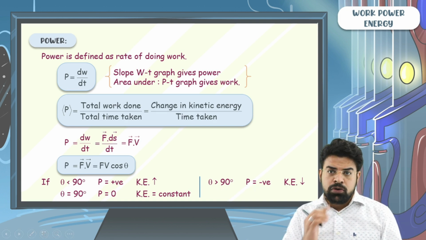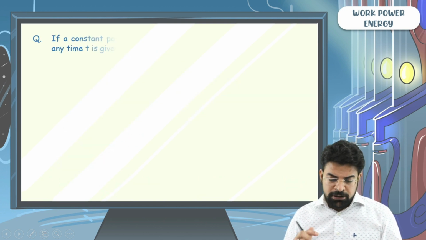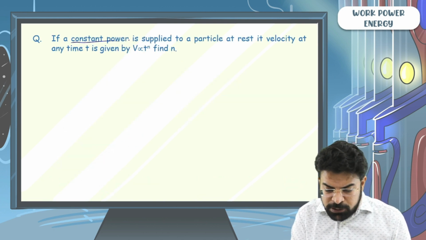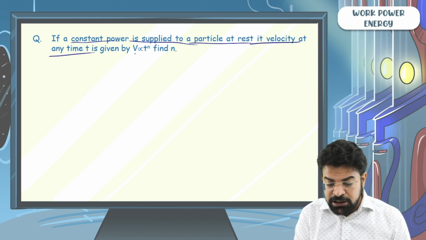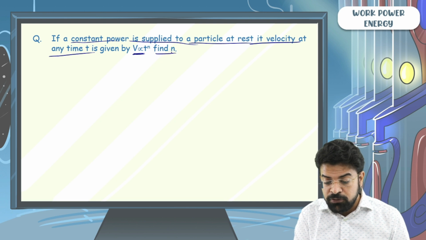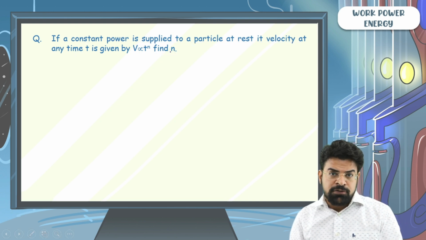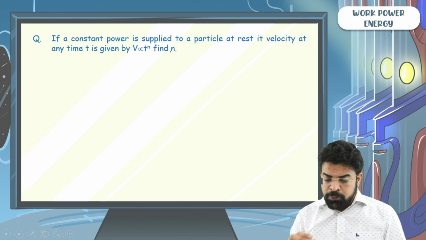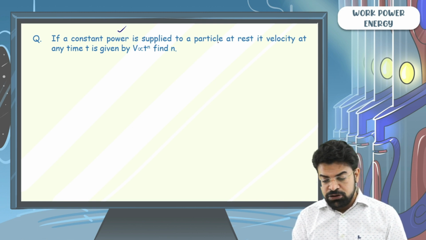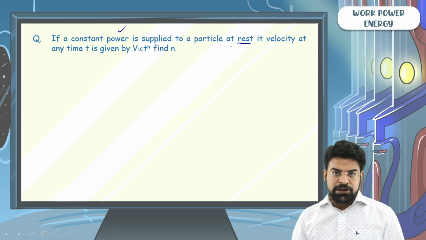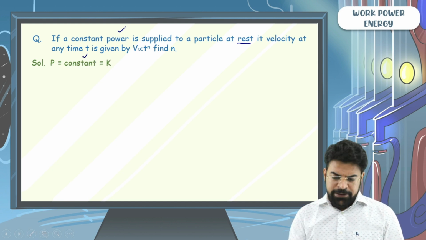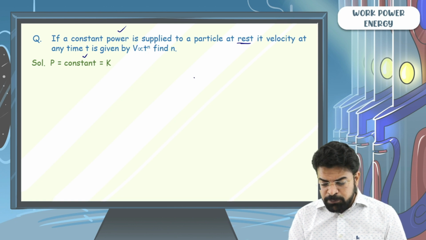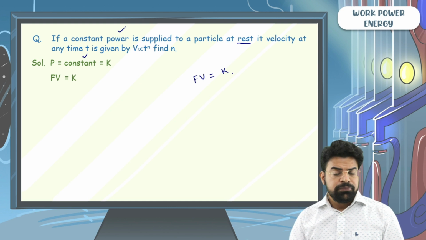So now let's do two important problems based on power. The first one: if a constant power is supplied to a particle at rest, its velocity at any time t is given by v proportional to t raised to the power of n, find n. So this is the first question. As per the problem statement, the power delivered is constant and initially the particle is at rest. So power is constant, let's call it K. Since power is force dot velocity, Fv has to be equal to a constant.